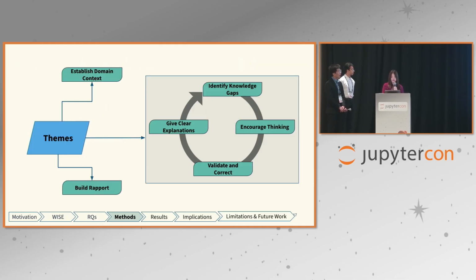So we organized our findings into 6 main themes, which I compiled here, starting with establish domain context and build rapport, identify knowledge gaps, encourage thinking, validate and correct, and then lastly, give clear explanations. Over the next few slides, we will walk through those themes one by one.